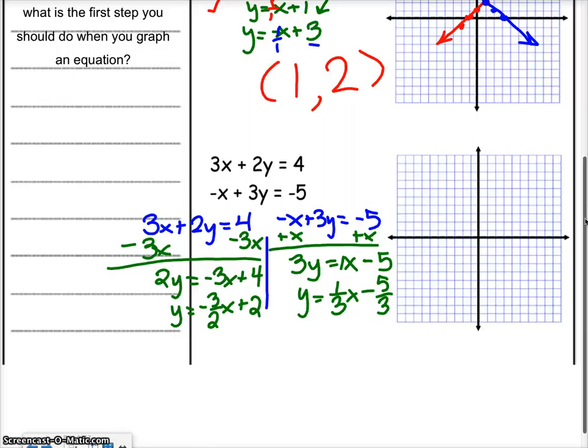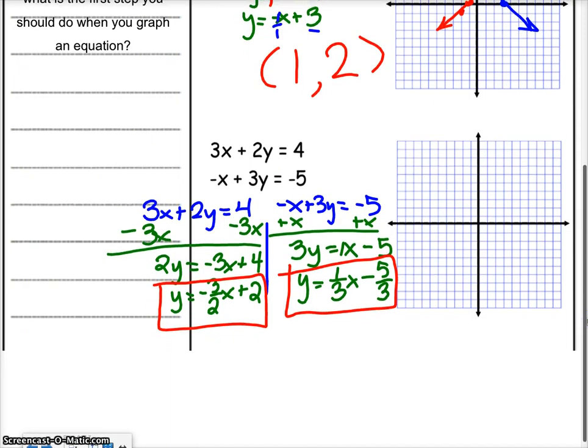So here's your 2 lines. So this is what I want you to write down. Those are your 2 lines you're graphing. You plot them. Don't forget, negative slope means go down and over. Down 3 over 2. 1, 2, 3 over 2. Or up 1, 2, 3 over 2.